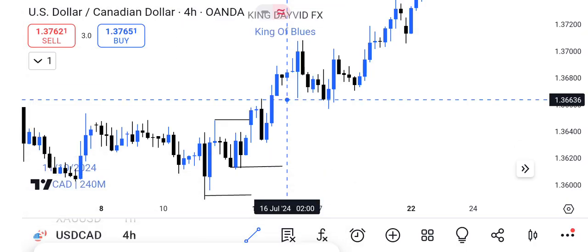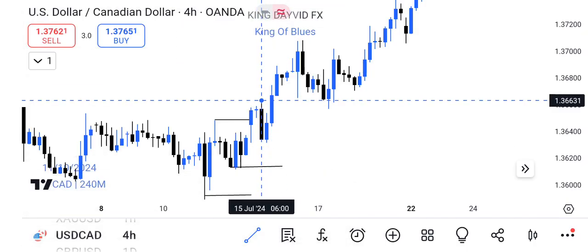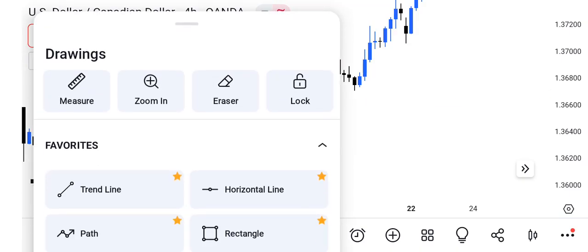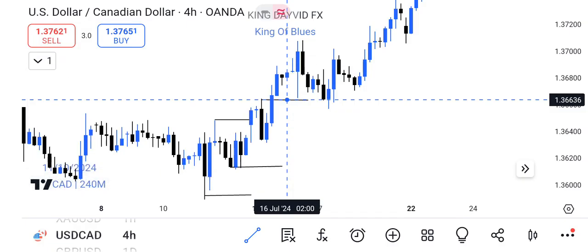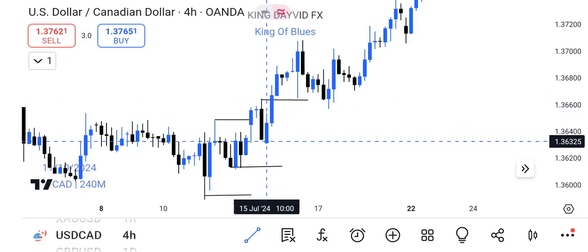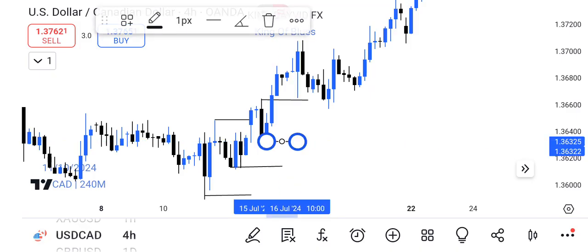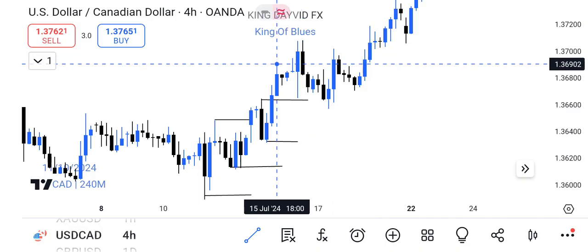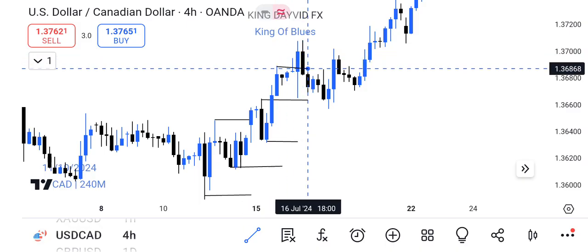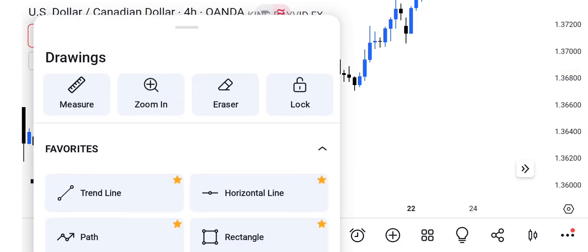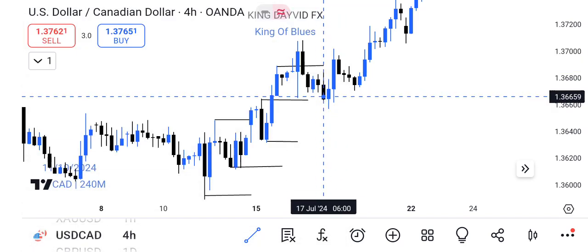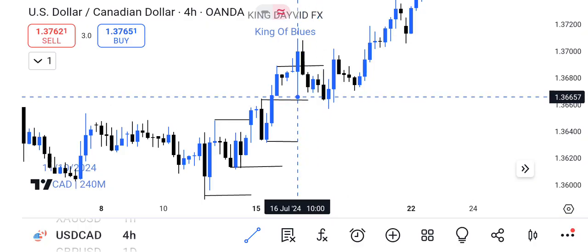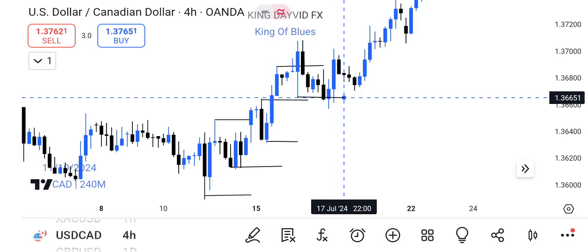Let's move. This is another high right here. This is another low right here. This is another high, another high right here. Okay, so lastly, let's mark another low. This is another low right here. Okay, so this is another low right here.